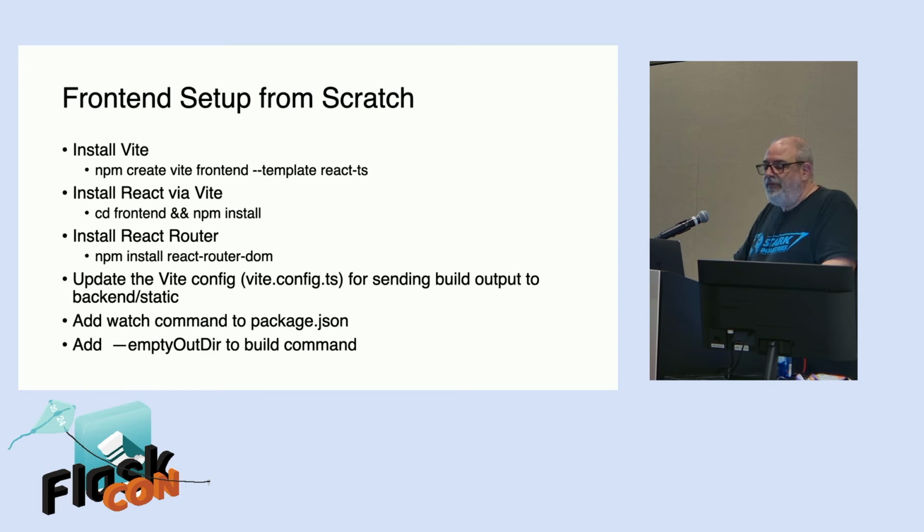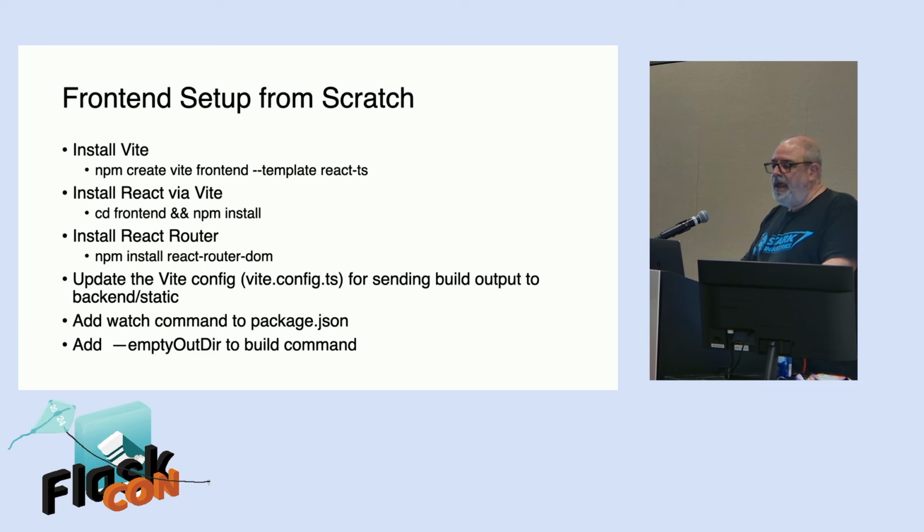There is a change that you have to make for the Vite config, and that is that you have to tell it where to build the output to. Because normally it's going to build it in the local directory, in the project directory. And you don't want it there. You want it to build it into your Flask project.